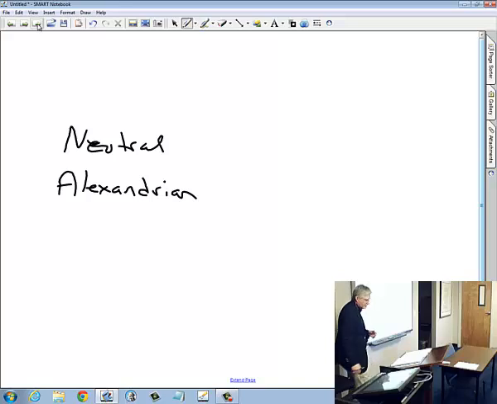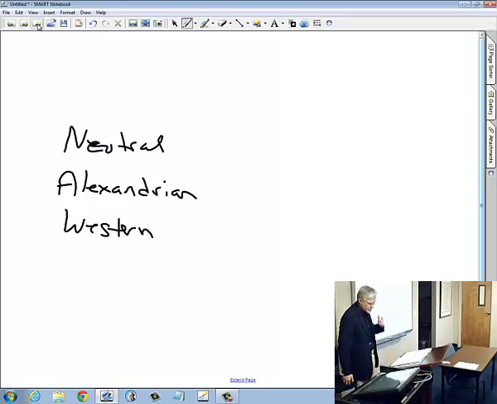The Alexandrian manuscripts, they saw this as a branch of the neutral, identifying the Alexandrian really as a scholarly revision of the neutral, but related in that way. Then what they called the Western text.